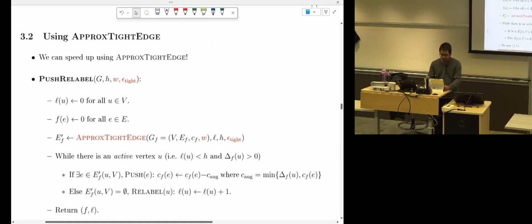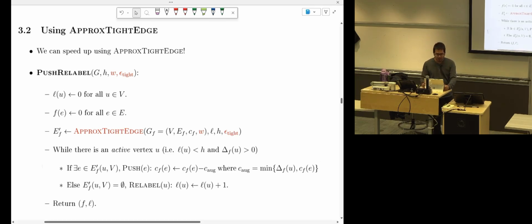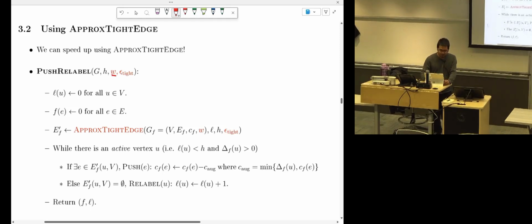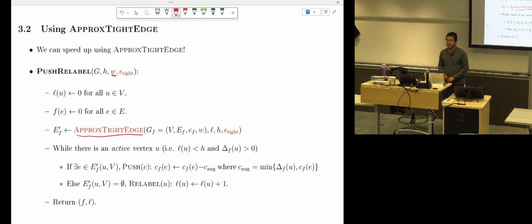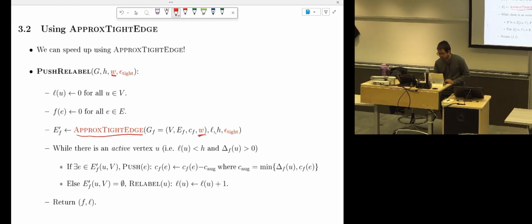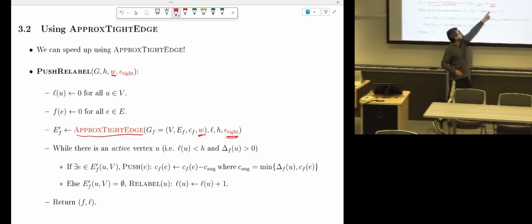Let me go quickly through this too. We can talk about doing push-relabel with any weight function, but now we use an approximately tight edge data structure. So we use any weight function here, but we allow some slack in tightness, epsilon-tight.